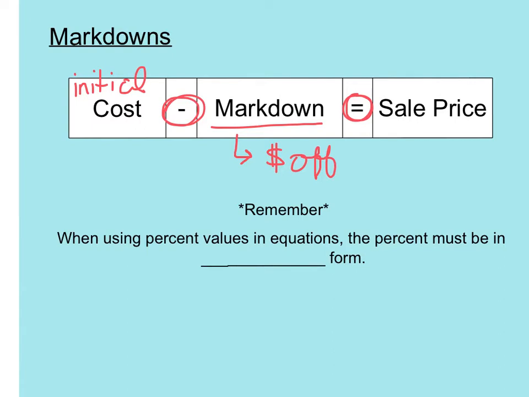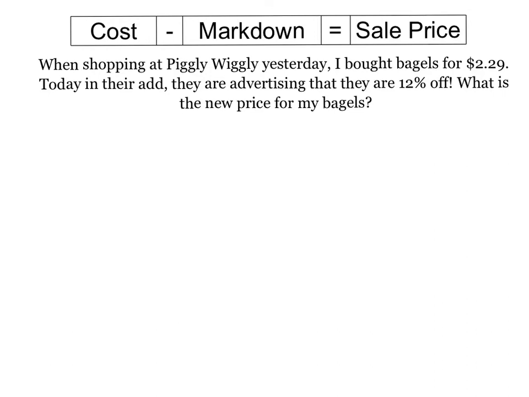We're combining now 2 different things. And always remember that when using percent values in equations, the percent must be in decimal form. Just as a note to take along. At the top of the page, we have our markdown formula to follow. It's the cost minus the amount marked down, which will equal our sale price. And let's see if we can apply that to solving our new problem.